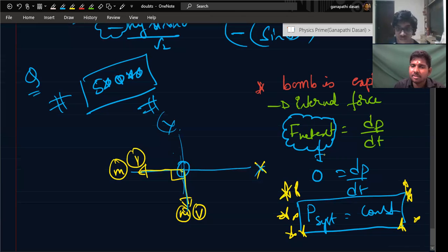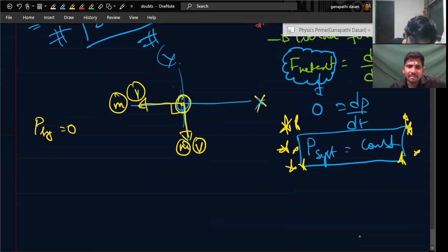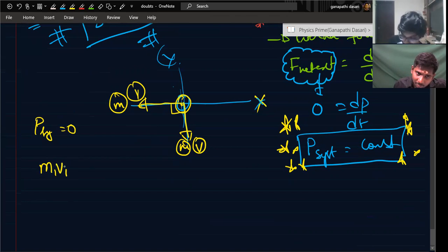So here the momentum of the system should remain conserved. Initially the bomb is at rest, lying on the XY plane, so the momentum of the system is equal to 0, right? So the final momentum should also be 0. The final momentum, with the three masses split, is M1 V1 vector plus M2 V2 vector plus M3 V3 vector, which should also be 0, right?